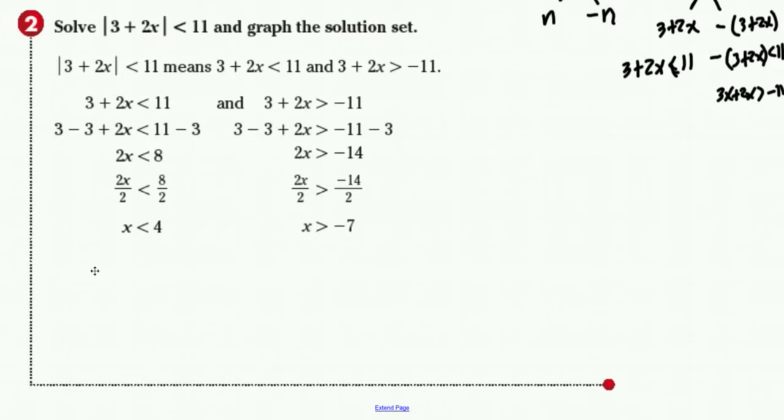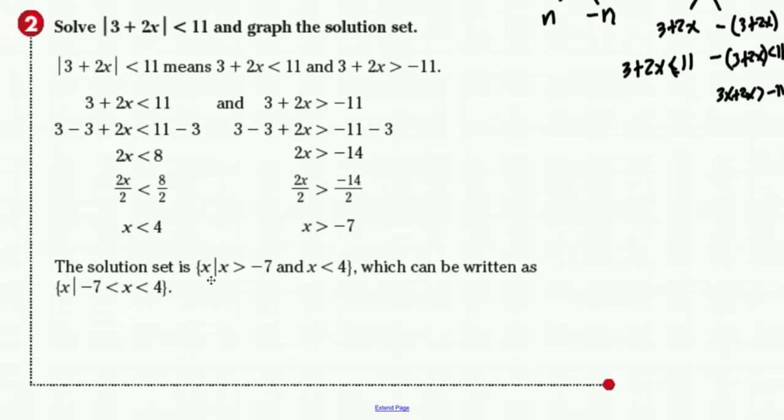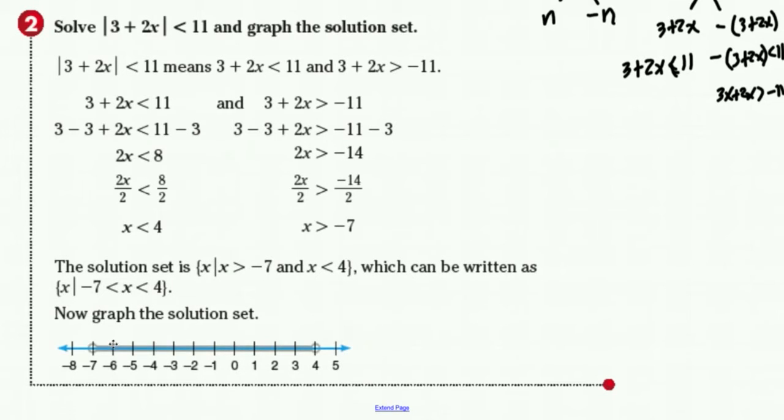So the solution set is x such that x is greater than negative 7 and x is less than 4, which can be written as a compound inequality. If you notice, I emphasize the word and, which, if you remember in the last lesson, represents intersection. So if we graph this, this is how we graph the solution set. We have an open dot on negative 7 and an open dot on 4, and we simply connect it with a line.